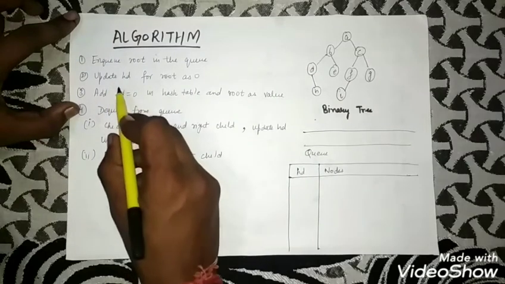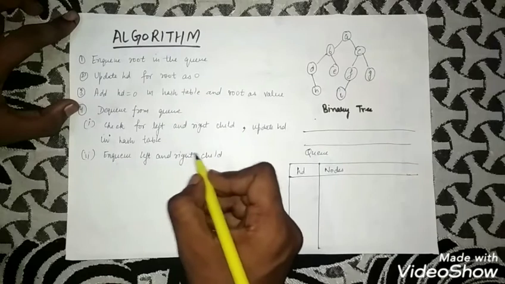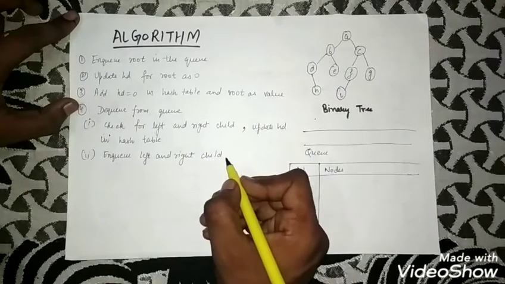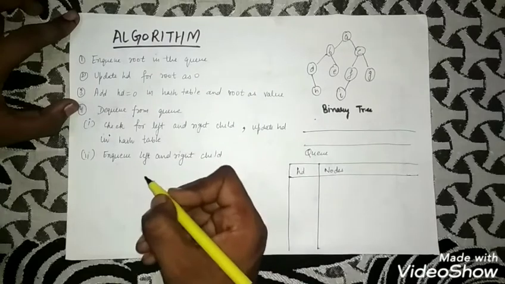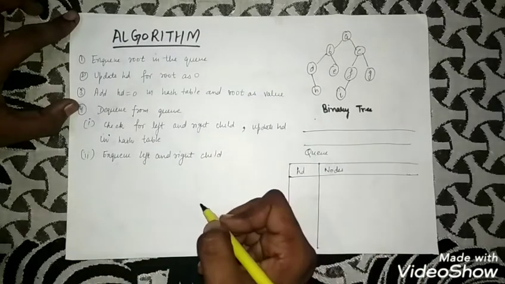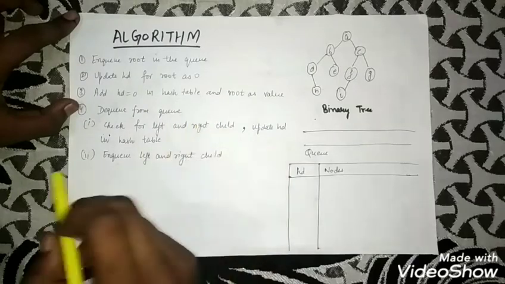And the second step says update HD for root as 0. Now this is the thing that we have to by default assign the horizontal distance for the root. And this horizontal distance of the root will be used to calculate the horizontal distance for each other node which is present in the binary tree. So we have to initially assign the horizontal distance for root as 0.